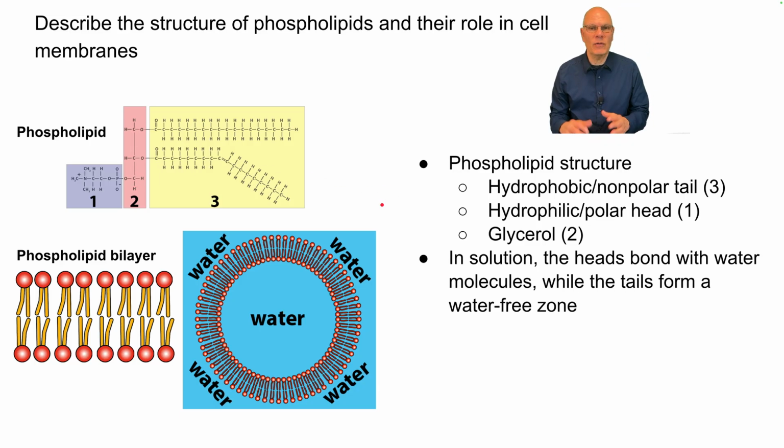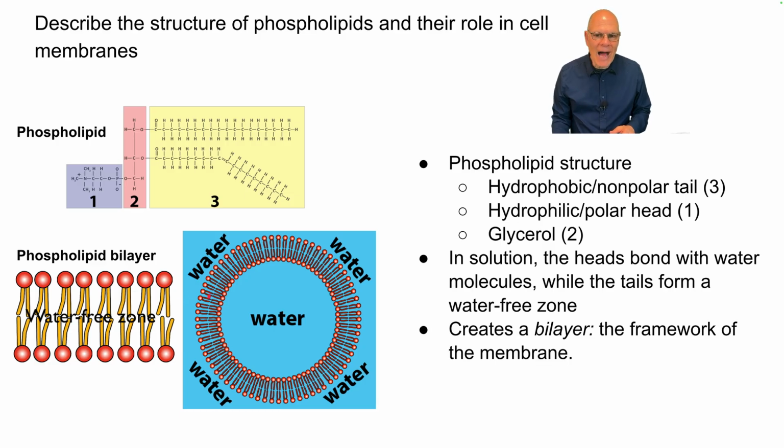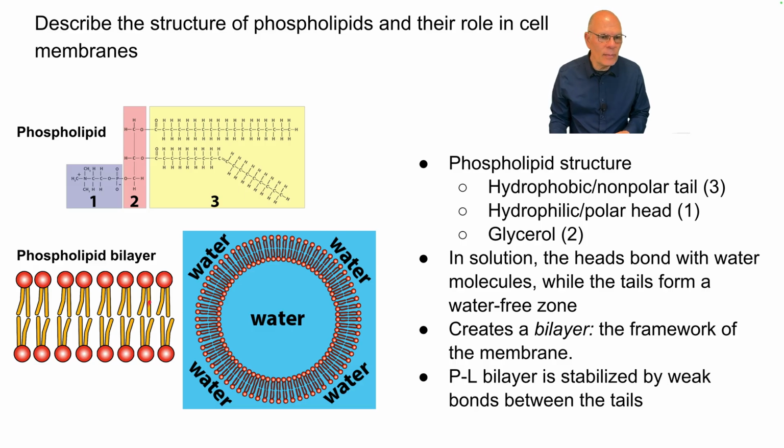In solution, when phospholipids are mixed with water, the heads of the phospholipids bond with water molecules while the tails form a water-free zone. So interacting with water, water-free zone over here. That creates a bilayer. That's the basic framework of the membrane to which proteins and other molecules are added. We'll see that further on. And the phospholipid bilayer is stabilized by weak bonds, van der Waals bonds, that occur between the tails.